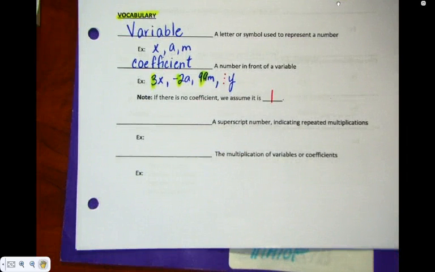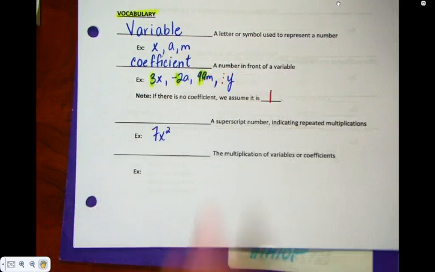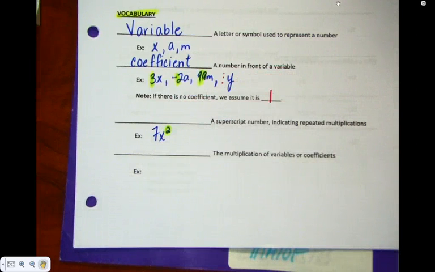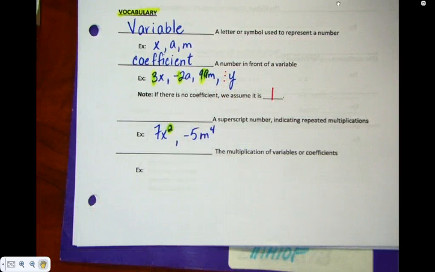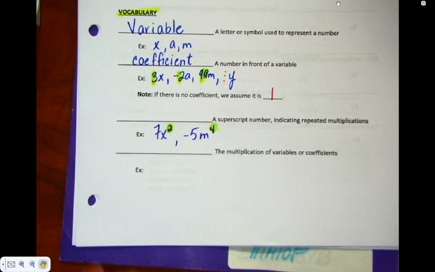This one I know you know for sure. It's a superscript number. Superscript means higher and smaller, indicating repeated multiplications. So an example, if I put 7x squared, what I want is a vocabulary word for the squared, because we already know what the x is called. X is called the variable. We know what the 7 is called. It's called a coefficient. -5m to the 4th. -5 is my coefficient. M is my variable. What's this little guy right up there? He is an exponent.